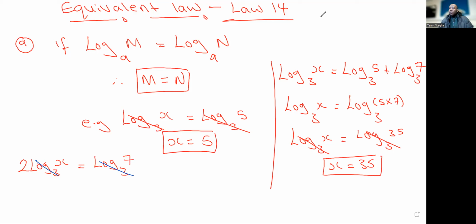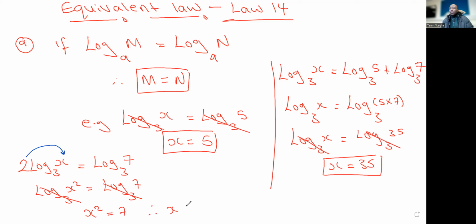So in order for us to remove this now, okay, and apply the rule, this 2, we can bring it back here, okay? The power rule, please go and have a look at it. The previous video, we talked about this already. And that will now give us log 3x squared is equal to log 3 of 7. Now we can then what? Cancel that out. So x squared will be equal to 7.